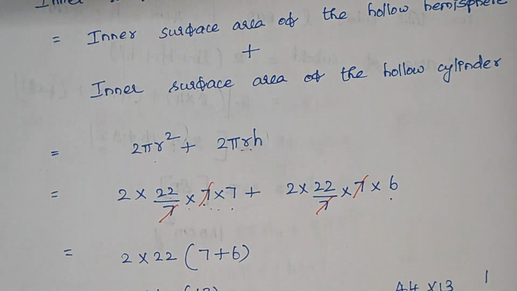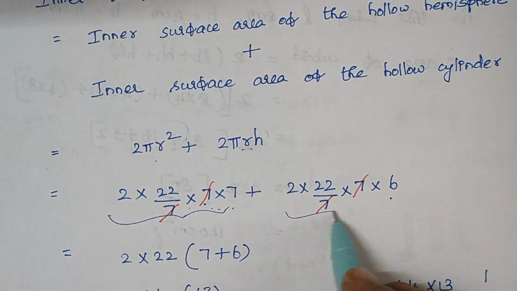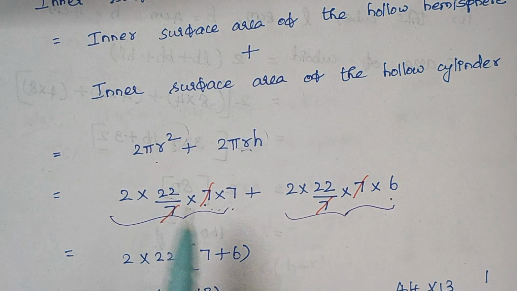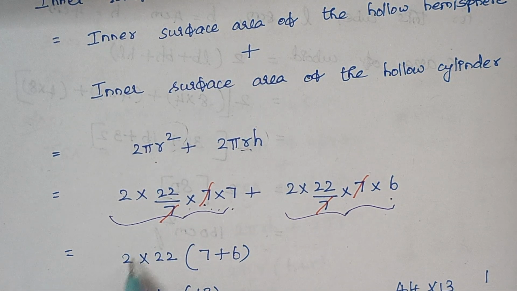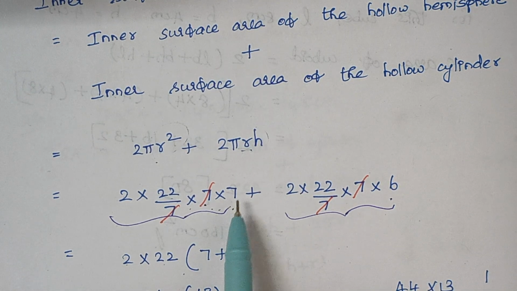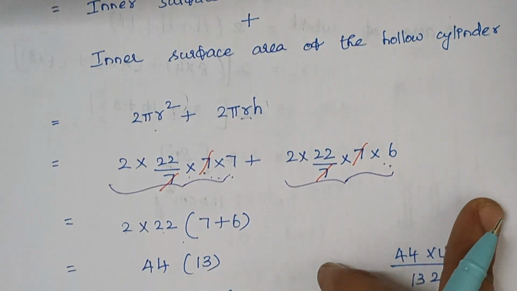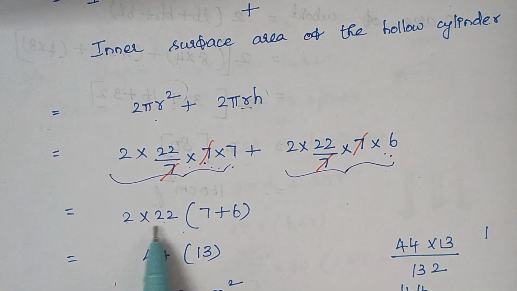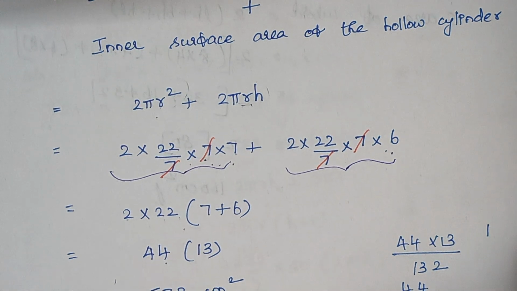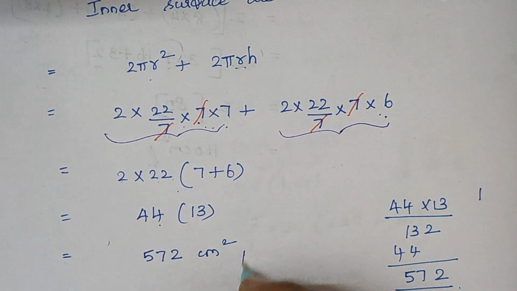So here again you see, in this expression as well as in this expression, this 2 into 22 is common. So just take it outside. When you take 2 into 22 commonly outside, the remaining parameters are 7 and 6 here. Right. So 7 plus 6 is nothing but 13 and 2 times of 22 is 44. So when you multiply, finally we are ending up with the answer as 572 centimeters square.